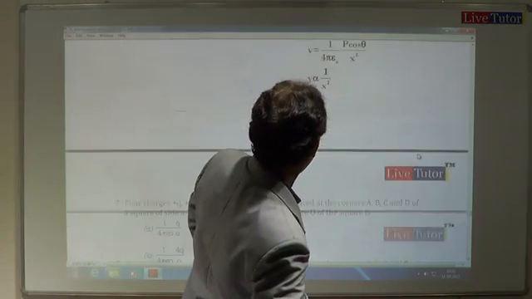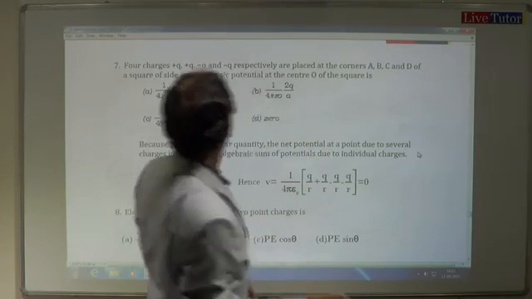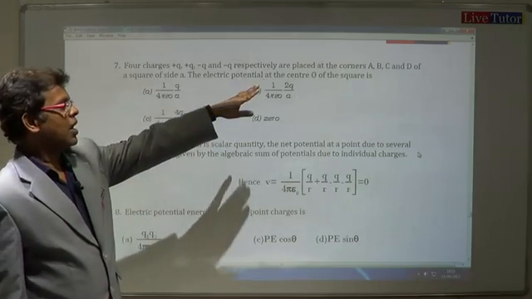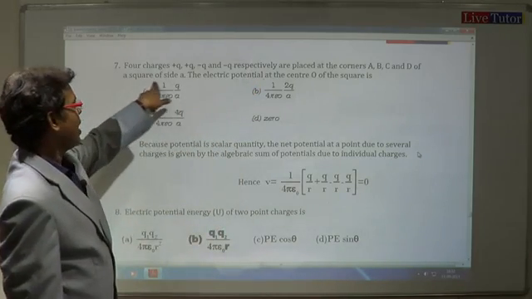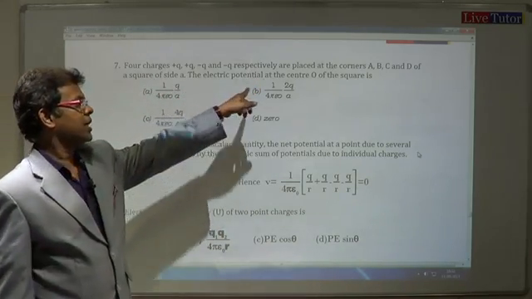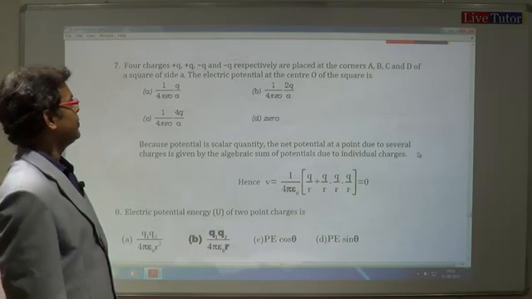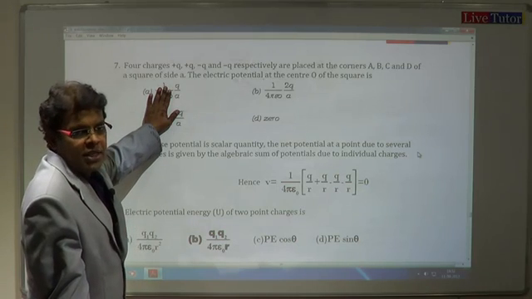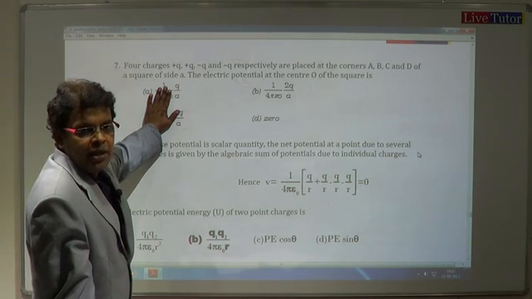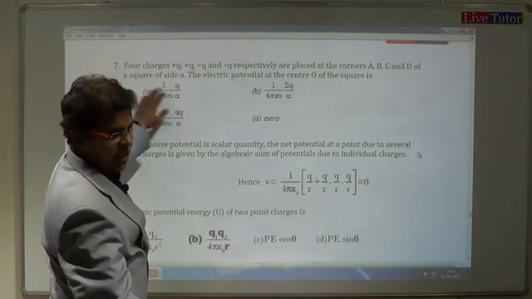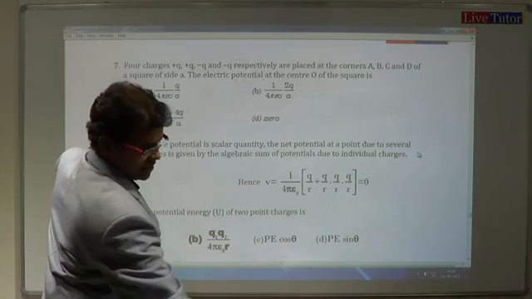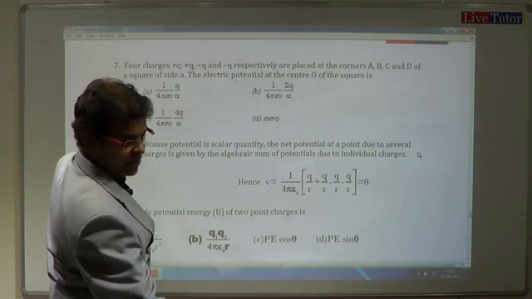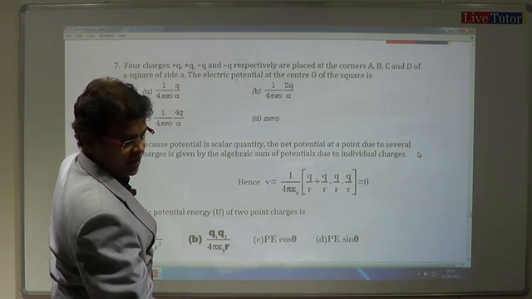The next one. 4 charges are placed at the corners A, B, C and D of a square of a side. The electric potential at the center O of the square is. What could be the answer for this? There are 4 charges, placed at the 4 corners. Having placed them, if you are asked to find out the electric potential at the center of the square, what will happen to that?